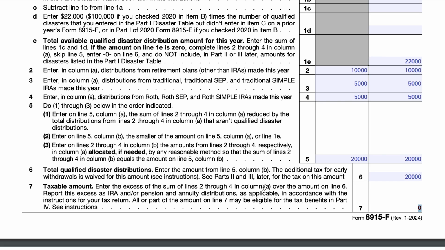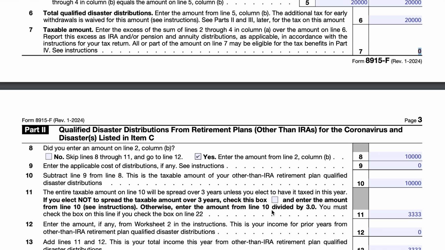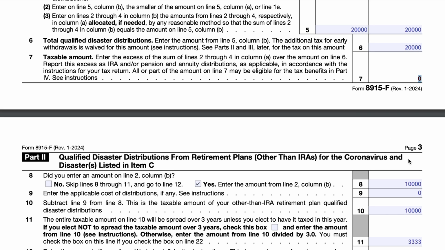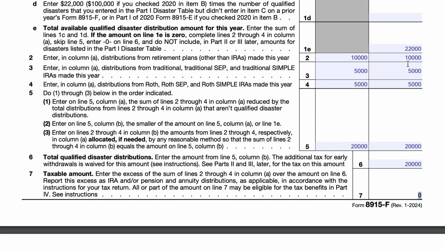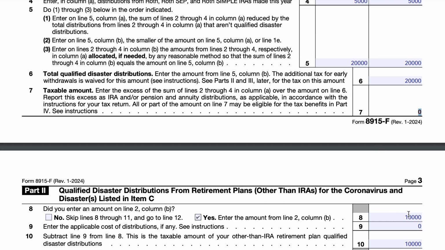So let's go into part 2, and we'll talk about your qualified disaster distributions from retirement plans other than IRAs. So in this part, we did enter an amount on line 2, column B. That was $10,000. That was right here. So we're going to enter that down here.